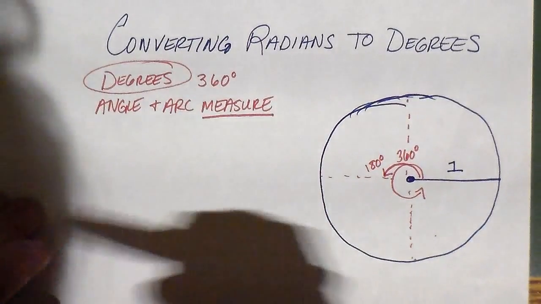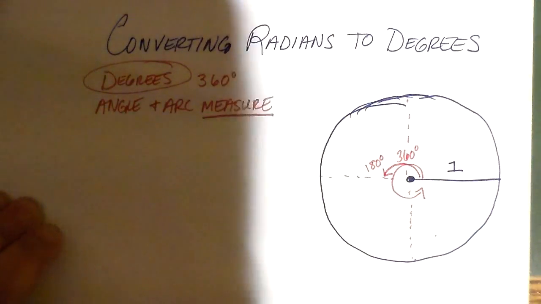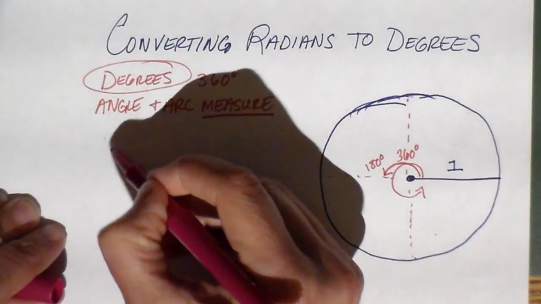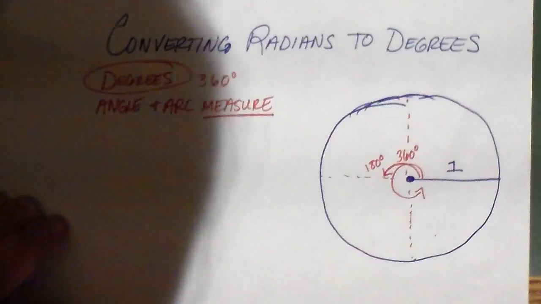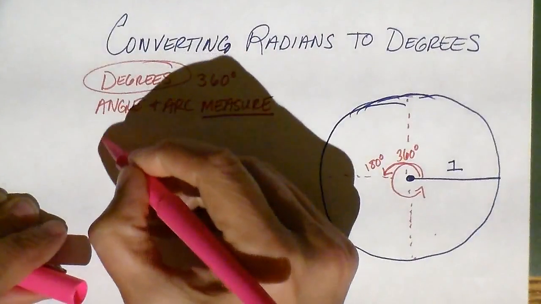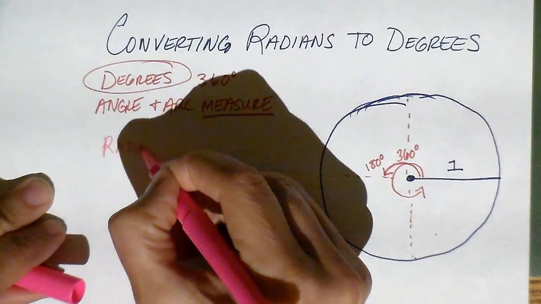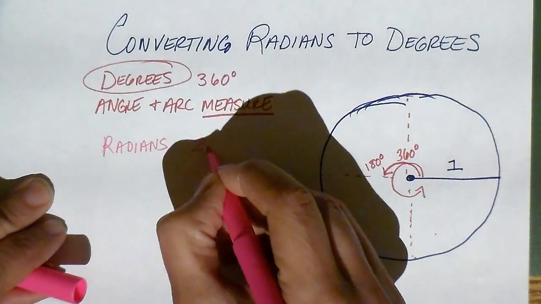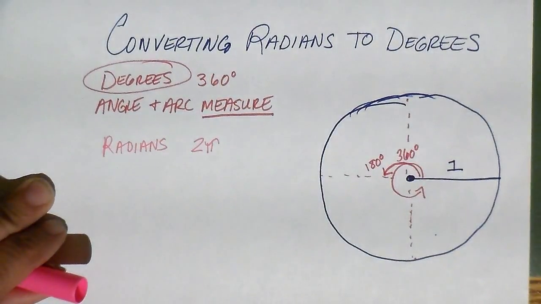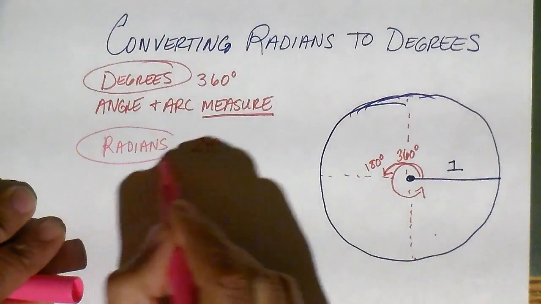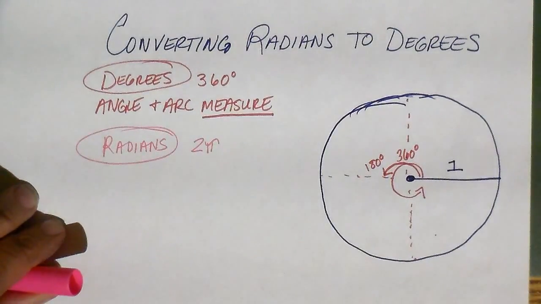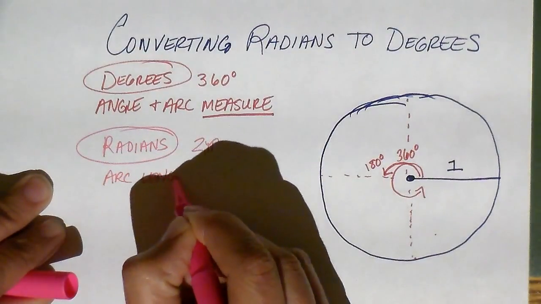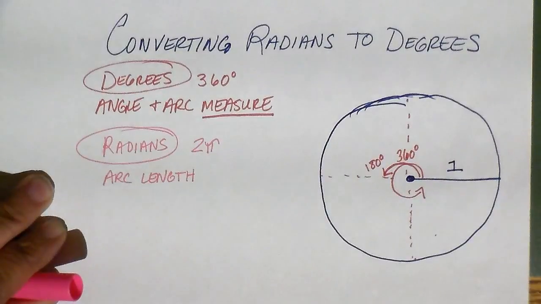So there's 360 degrees. Now on the flip side of that, we have what are called radians. And radians, let's use a pen that works. Radians are lengths. Okay? Radians go from 0 to 2 pi. Now what in the world are we basing radians on? Radians is actually the arc length. The radians are based on the circumference.